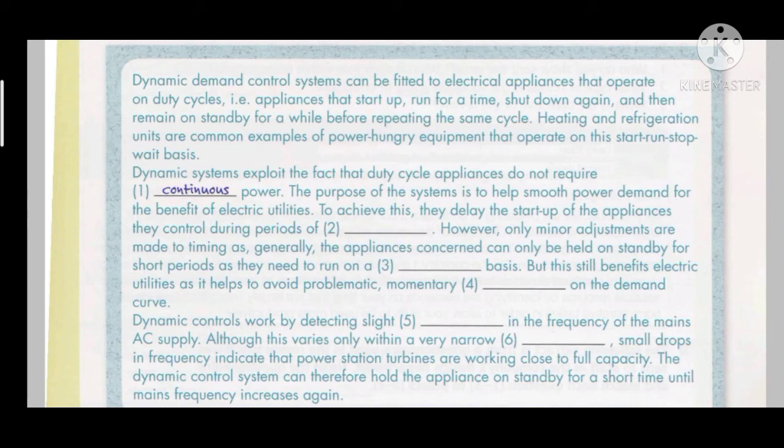Okay, dynamic systems exploit the fact that duty cycle appliances do not require continuous power. That's true. They don't need the power to be continuous without any interruptions. The purpose of the systems is to help smooth power demand for the benefit of electrical utilities. Utilities, meaning services. So this dynamic demand control system helps make energy consumption smooth, which suits these machines so they get the most benefit from the service without consuming too much power.